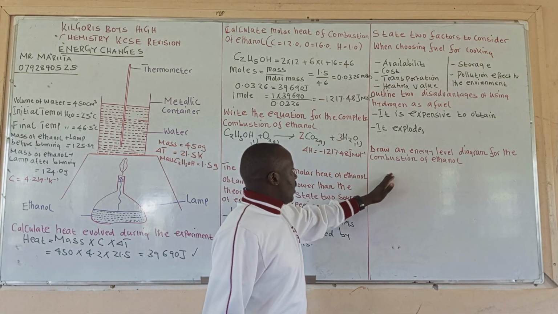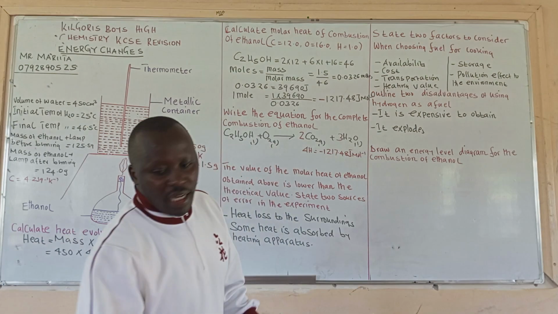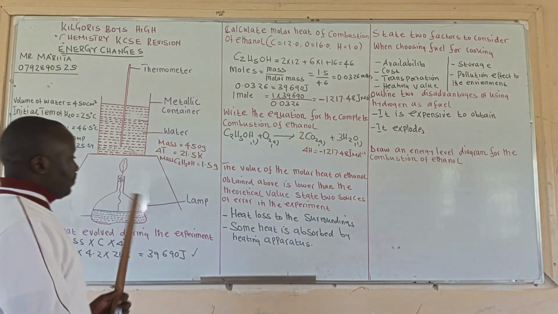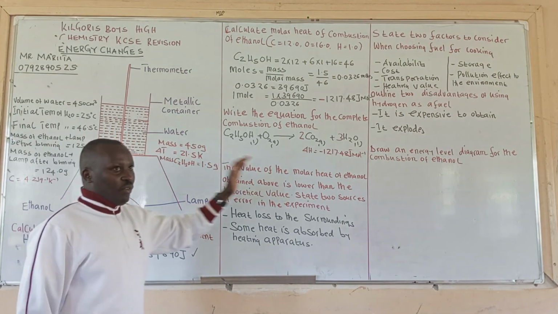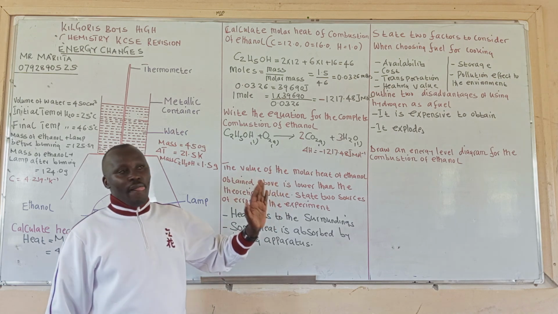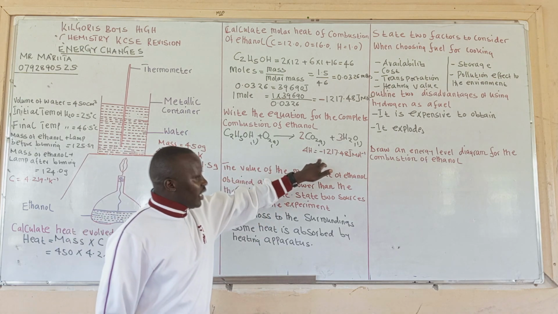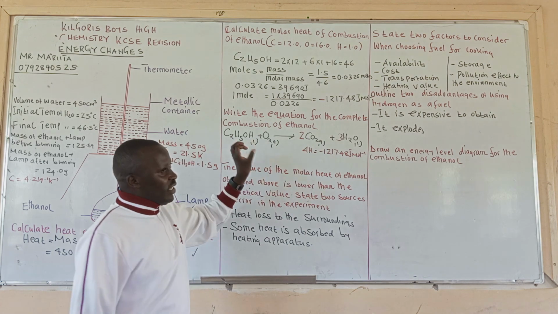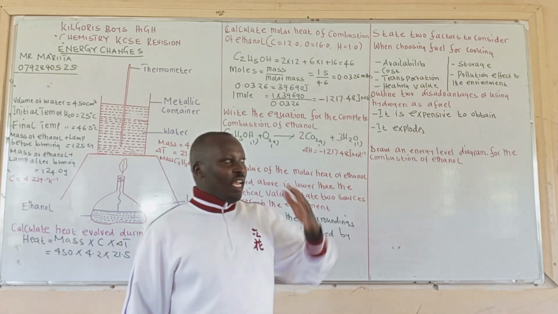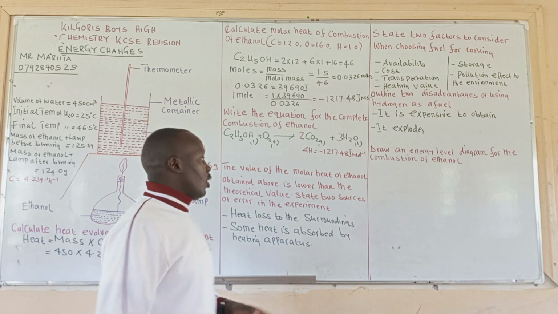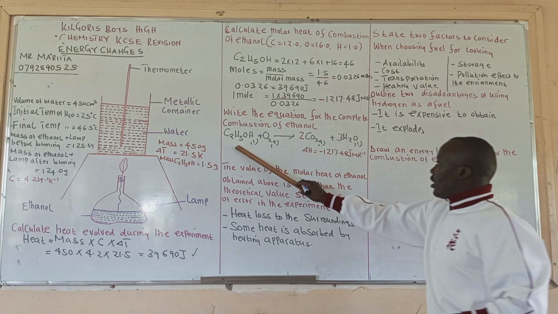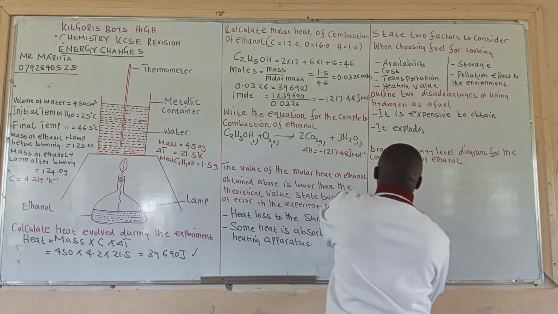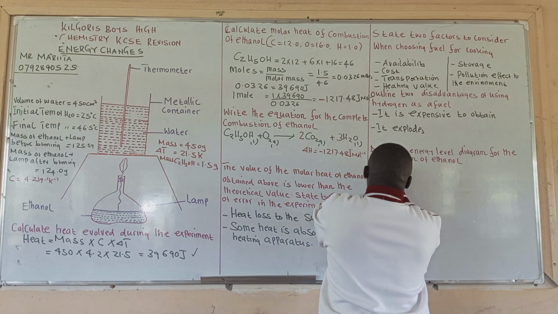Draw an energy level diagram for the combustion of ethanol. Drawing an energy level diagram for the combustion of ethanol, you need to understand that the type of reaction here is an exothermic reaction. If it is an exothermic reaction, from this negative here, it means that we have the reactants on the higher level of the energy, and then we have the product at the lower level. So drawing the diagram here is very simple. Now in this case we are using this equation here. So you draw that energy level diagram.